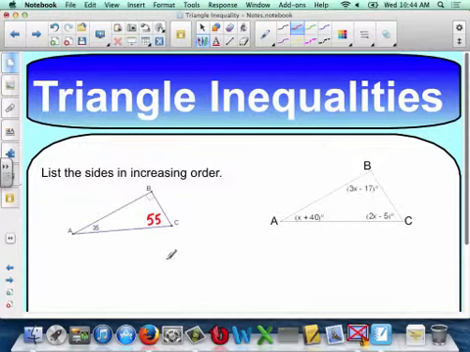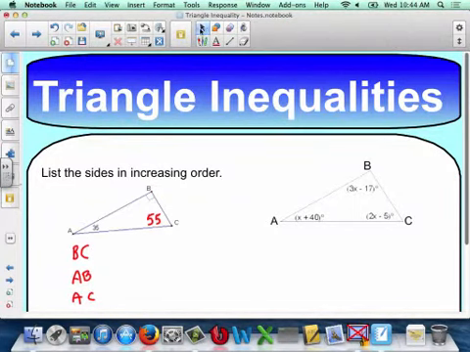So angle A is the smallest angle, which means which side is the shortest side? C is a point. BC is the side. Okay, what is my next shortest side? AB. And therefore my longest side is opposite of the largest angle, so AC.